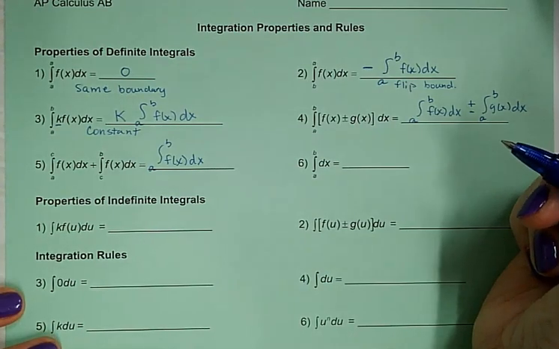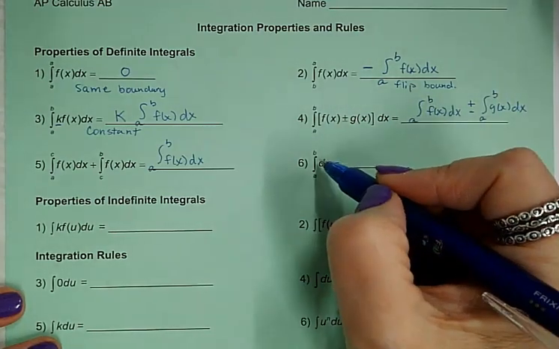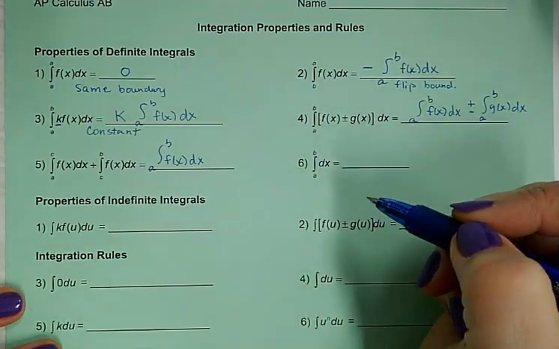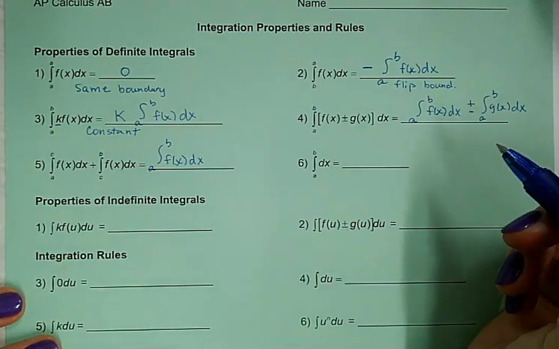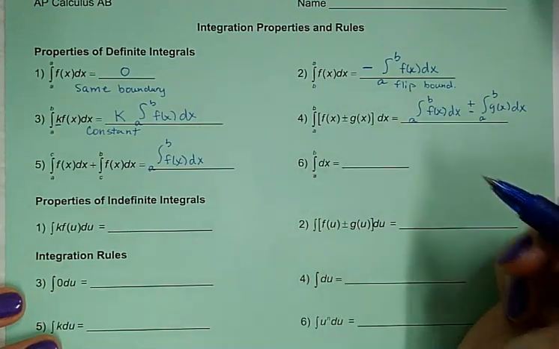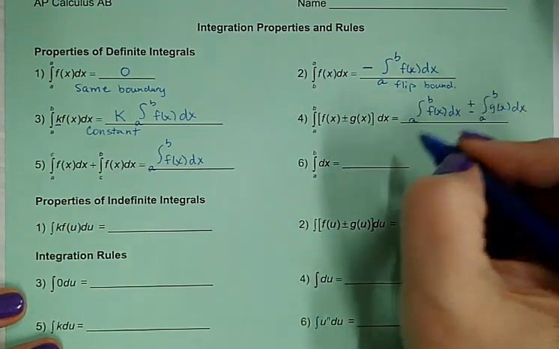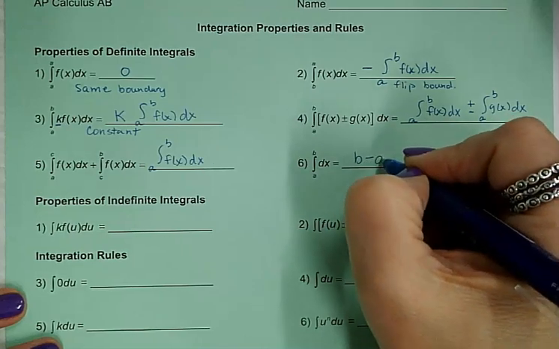And finally, when we have dx, notice that there is no function in front of dx, there is no constant in front of dx, it's just 1. And so when that is just 1, then we can go from A to B and we can find that area by saying B minus A.